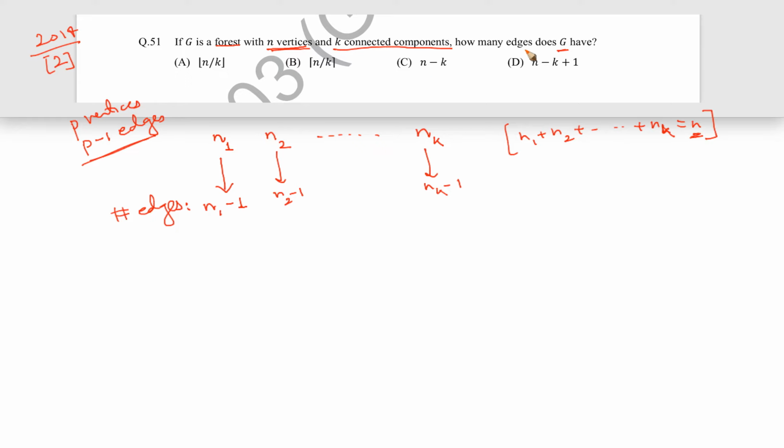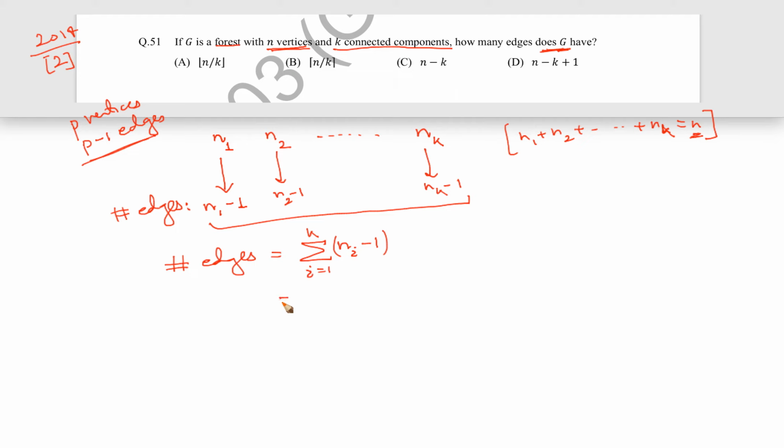I want to find out how many edges are there overall in G, which is essentially the sum of all these, right? So the total number of edges is basically the summation of all these ni minus 1 values, where i is varying from 1 to k. So n1 minus 1, n2 minus 1 till nk minus 1, right? This summation simply we have to find, right?